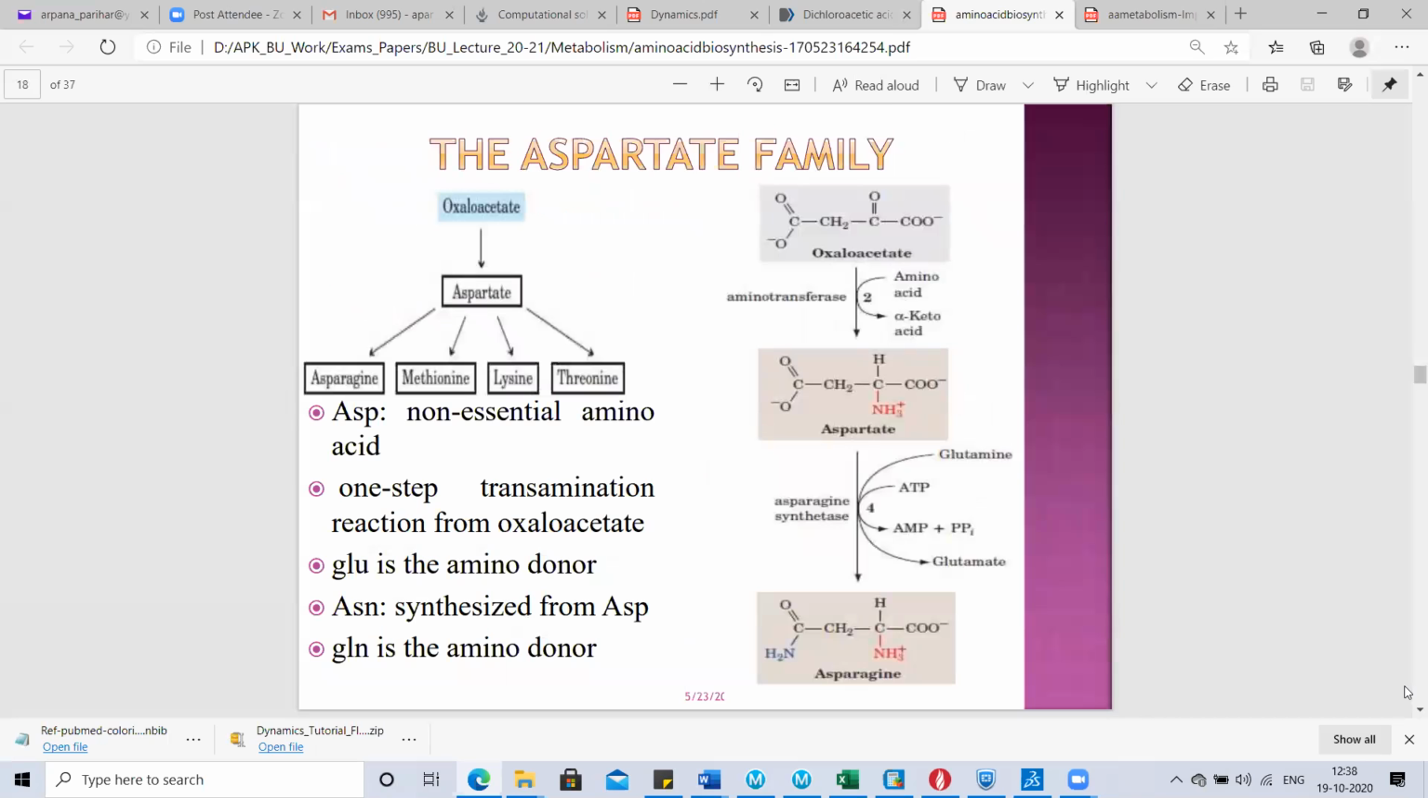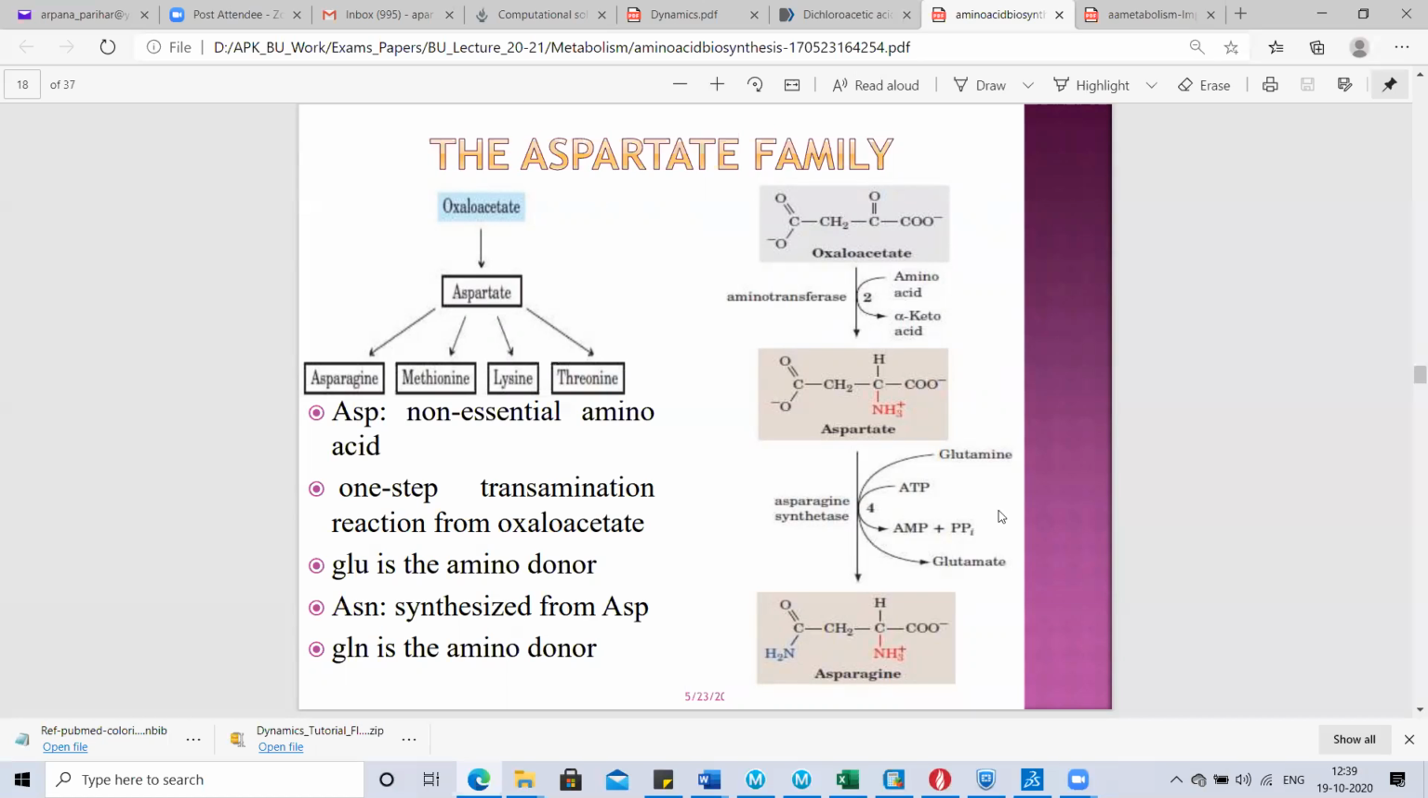Coming to the next family, the aspartate family. The aspartate family belongs to the family where synthesis of aspartate and its related amino acids happens in this pathway. Basically, aspartate is synthesized from oxaloacetate through a simple aminotransferase reaction. Here, glutamate is the amino group donor. It transfers its amino group to oxaloacetate and gets converted into aspartate.